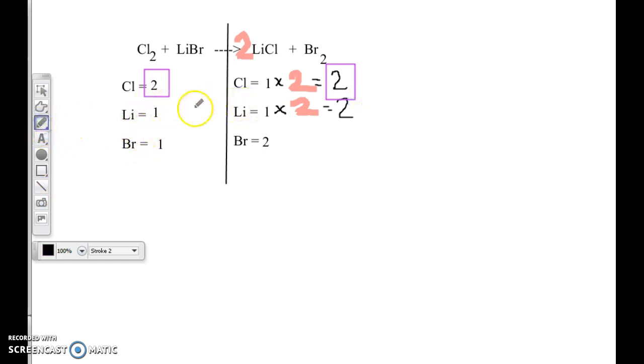Lithium. So I want a total of how many? 2. So what am I going to multiply by? 2. And where am I going to put that coefficient of 2? In front of the entire compound. And what else does that change? It's got to distribute. So it also changes the number of bromines.